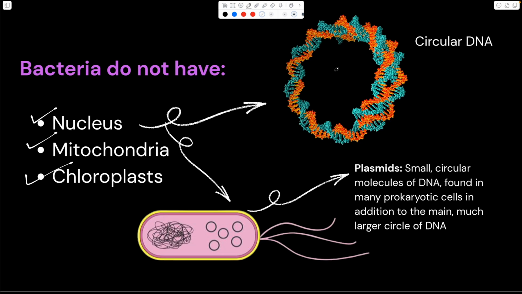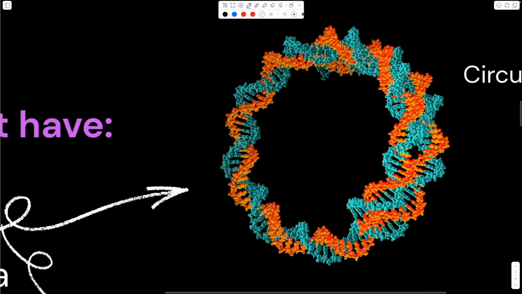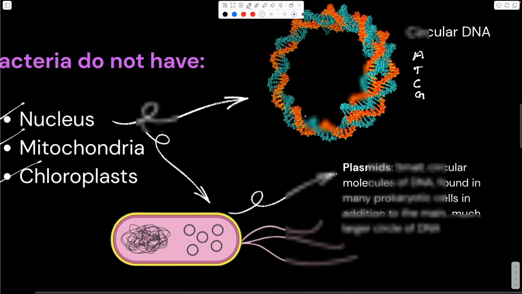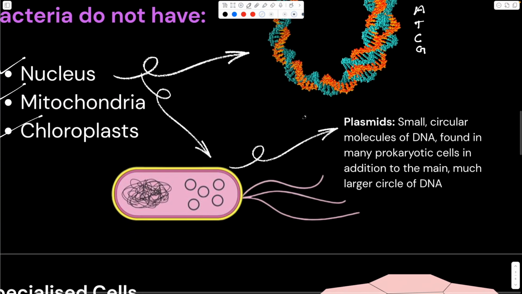Let's look at the beautiful structure of circular DNA. As you can see, it is made up of bases: adenine, thymine, cytosine, guanine. However, bacteria have another circular form of DNA, which is known as a plasmid. A plasmid is a small circular molecule of DNA found in many prokaryotic cells in addition to the main, much larger circle of DNA.